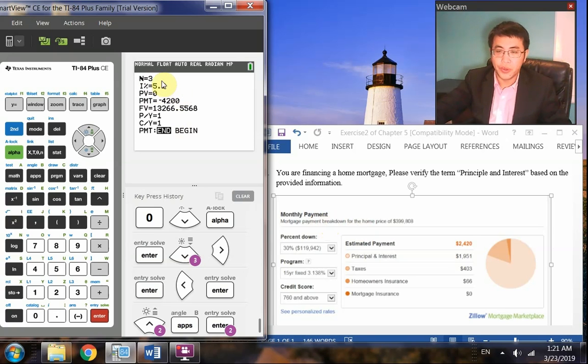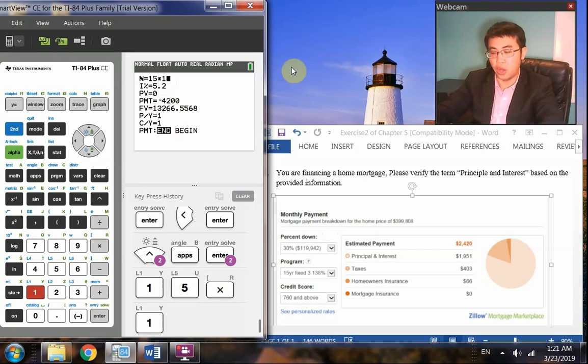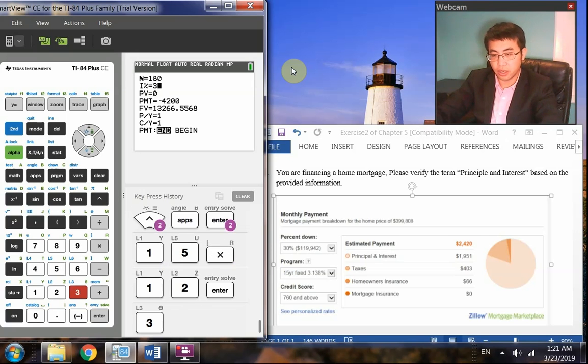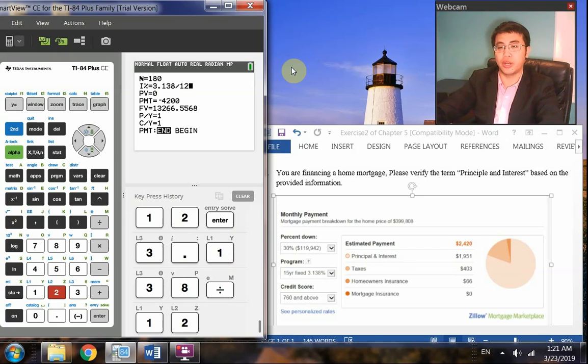For example, you have 15 years to pay the mortgage, right? The thing is, you are paying it on a monthly basis, so you need to multiply 15 by 12 to get the number of months, which is 180. And for the interest, you put in 3.138. The thing is, you should have a monthly rate instead of an annual rate on your calculator. So the annual rate will be divided by 12 to get the monthly rate.